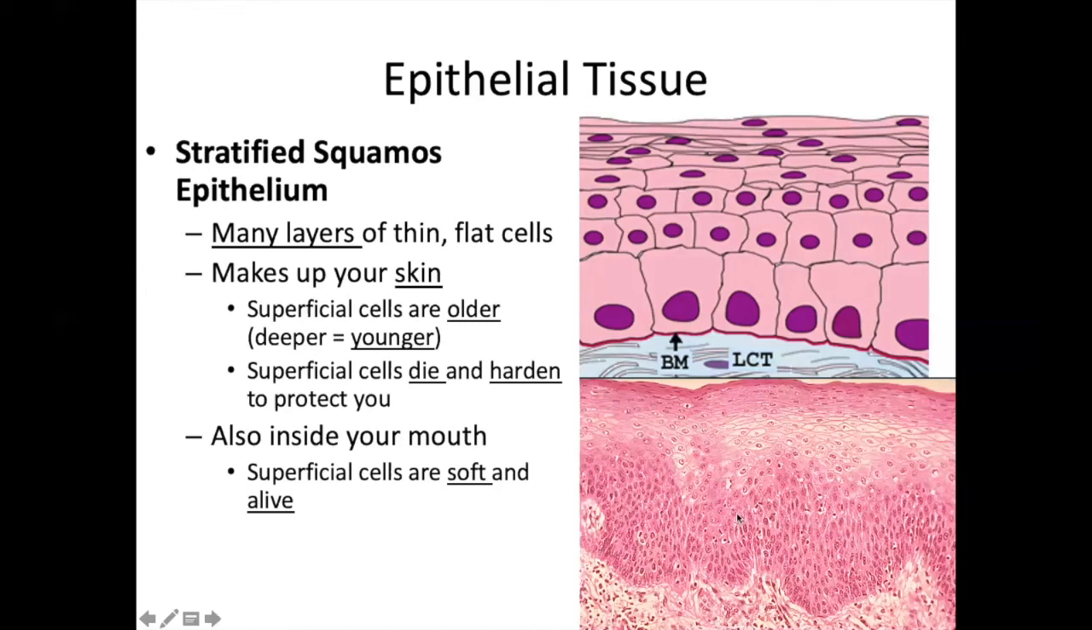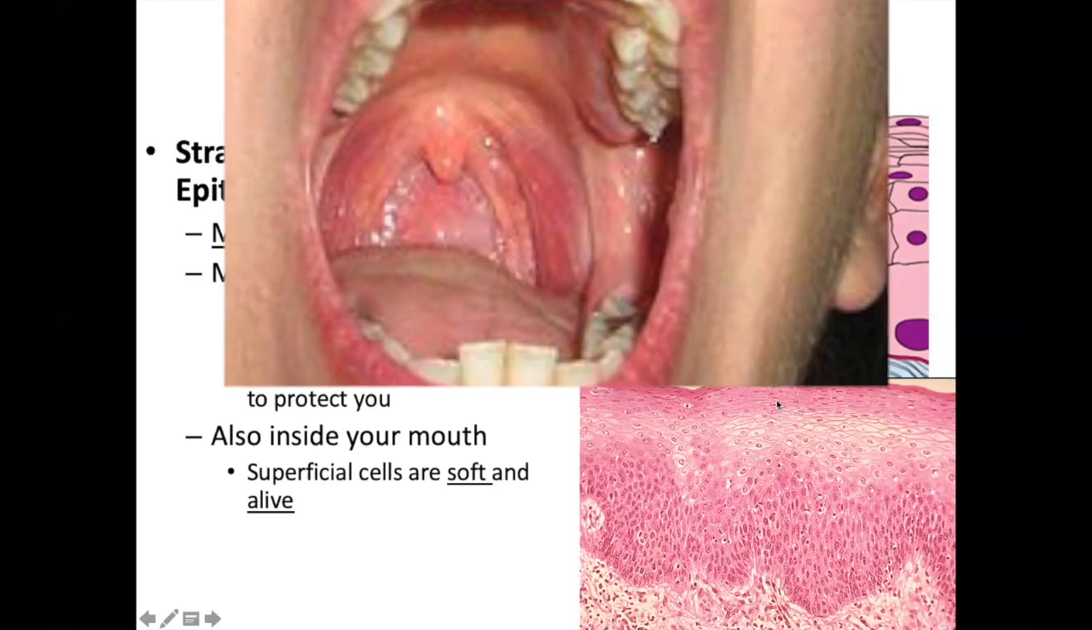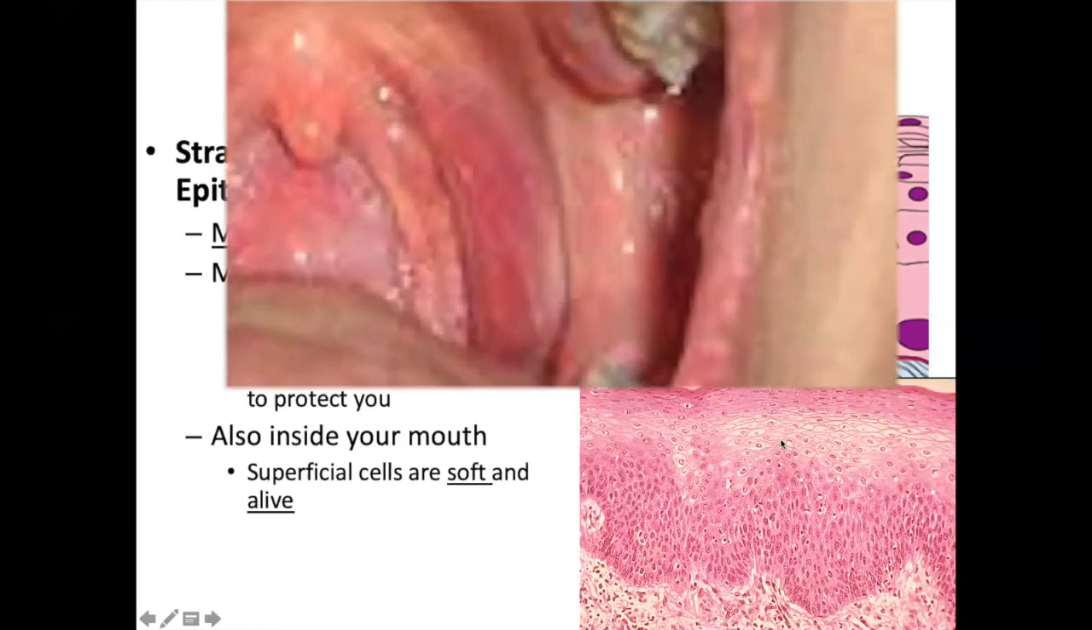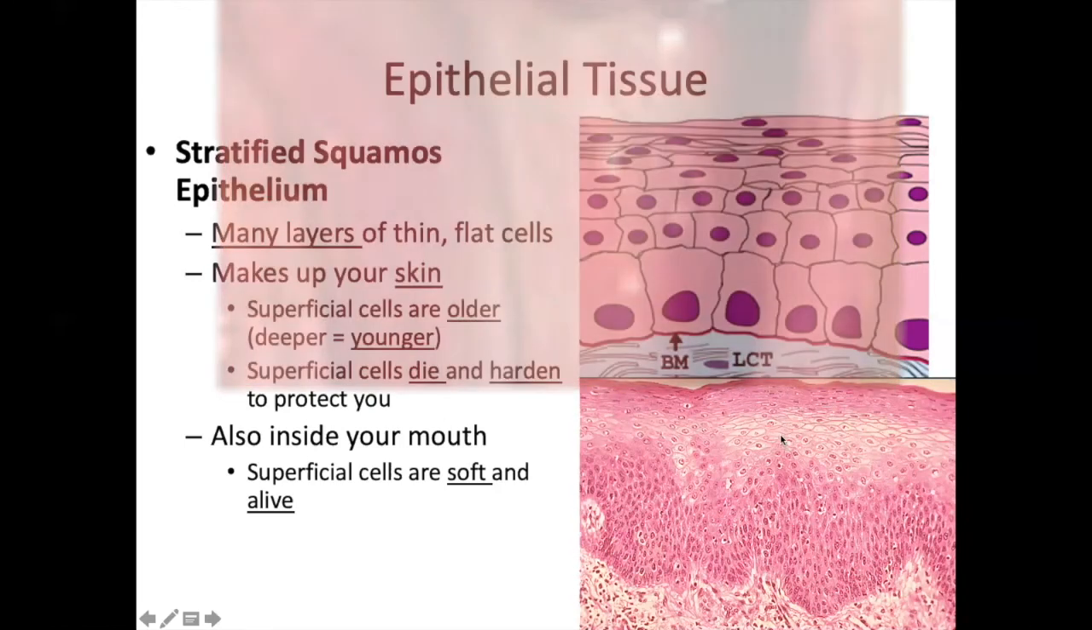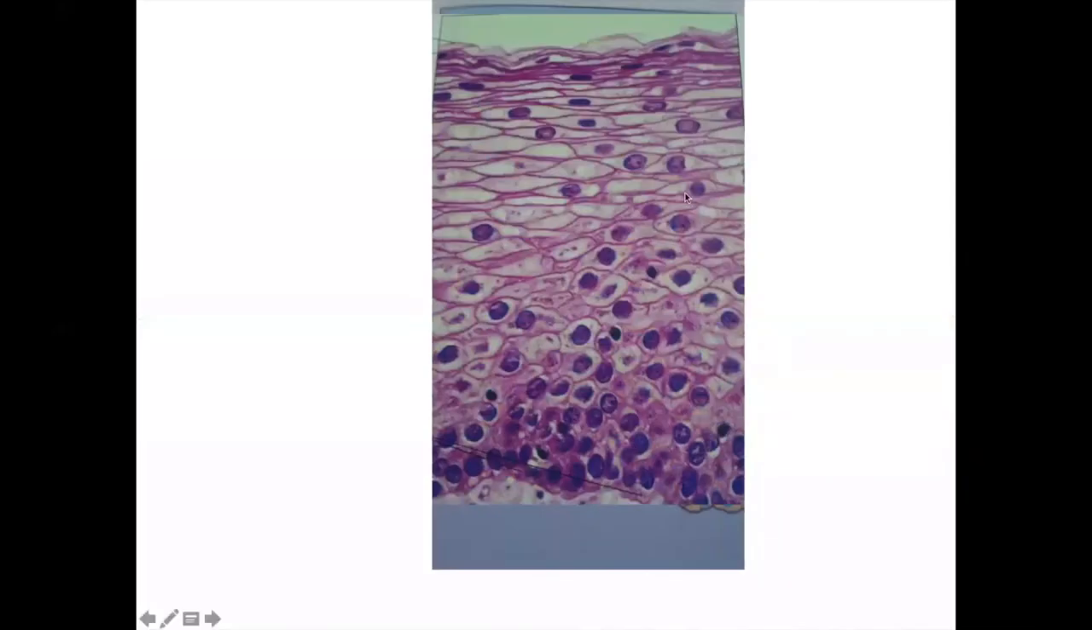This is the real picture, by the way, of your skin cells. Down here is the basement membrane, all the young cells, and then they get older, they get flattened out. You're also going to find these in your mouth, but the superficial cells don't actually die. And they're going to be more like the ones in the middle, where they're much softer inside your mouth because you don't need as much protection there. Again, you're only going to find this on the outside of your body. This is your skin.